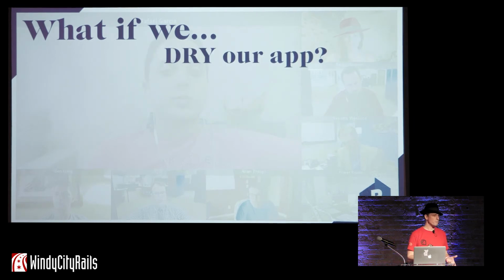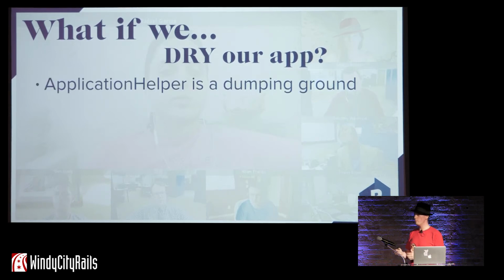What if we DRY our app? What if we take all of these different pieces and start to extract them to presenters, to models, so we have clearer boundaries between all of these different components. I think that makes sense, right? We could do that, and we should do that.